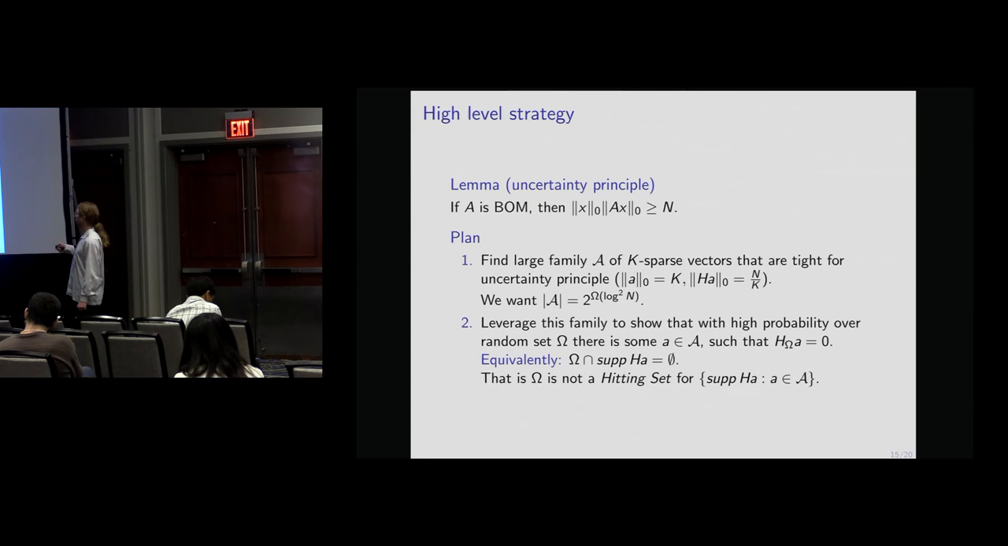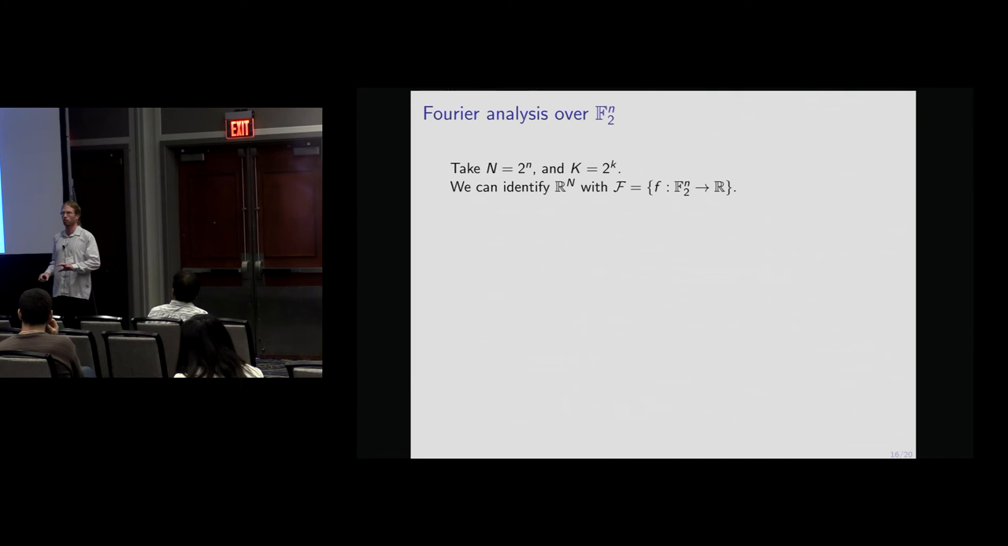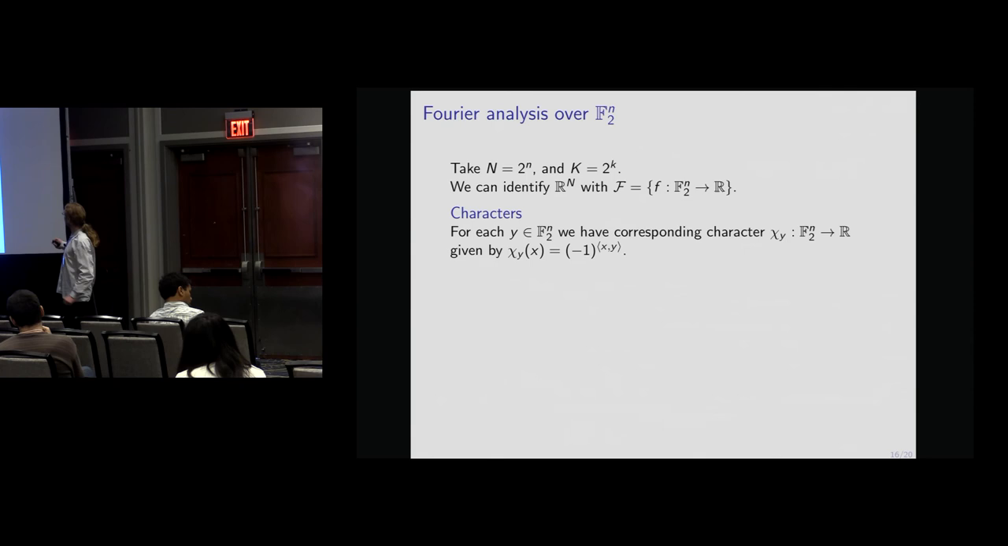Let me quickly go over some Fourier analysis of a hypercube. I'm just going to state those things to set up some notation. I'm assuming that some of us have seen this. So I'm going to look at capital N being 2 to the little n, capital K being 2 to the small k. And instead of thinking of my space of n-dimensional vectors, I want to think of a space of all functions from the hypercube, F2 to the n, to the real line. Those linear spaces are of the same dimension, so they are isomorphic, but this is the way I want to think about this space.